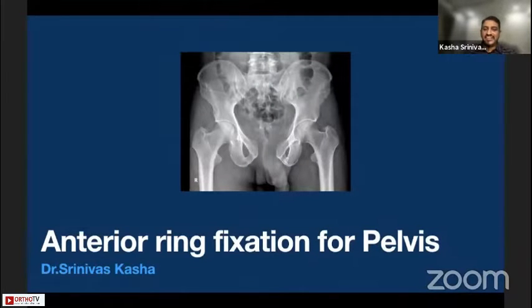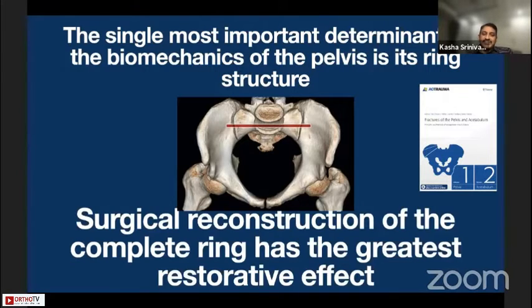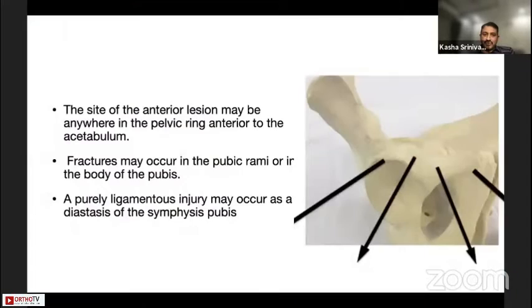My topic is anterior ring fixation for the pelvis. This is a statement from Tile's textbook. The single most important determinant of the biomechanics of the pelvis is its ring structure, and surgical reconstruction of the complete ring has the greatest restorative effect to give back its stability. So that is very, very important, and the anterior ring is an important part of it.